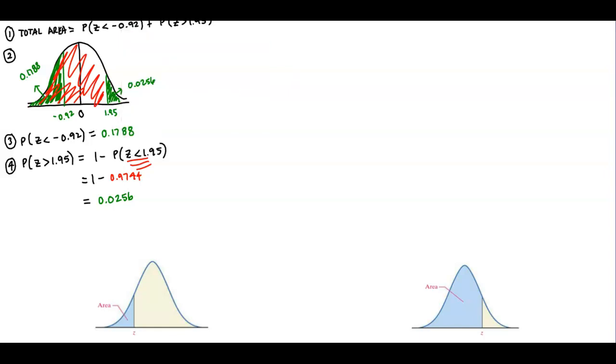So now in order to find the total area, we're going to add up 0.1788 plus 0.0256, which gives us a total area of 0.2044.